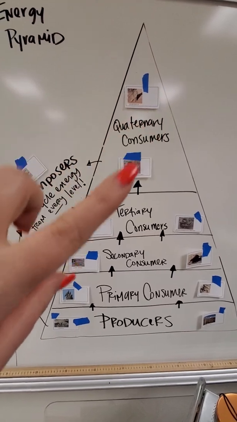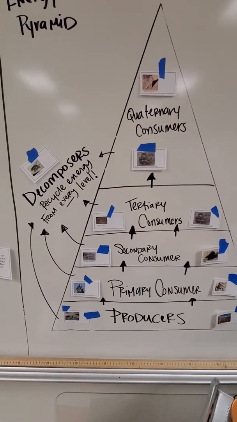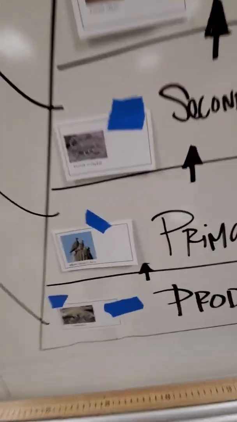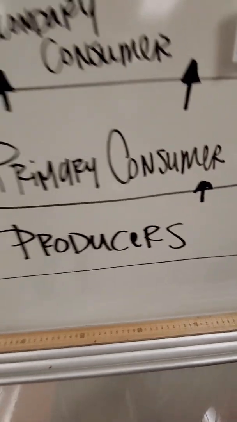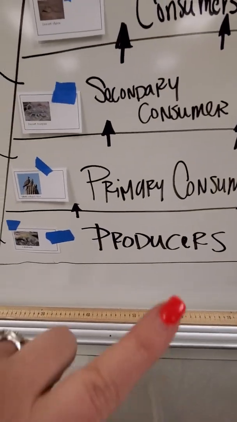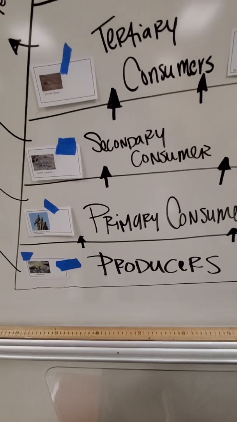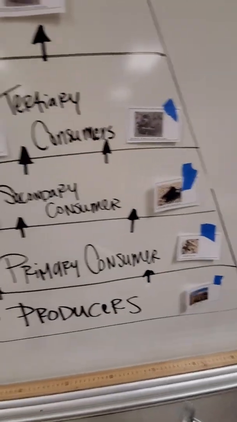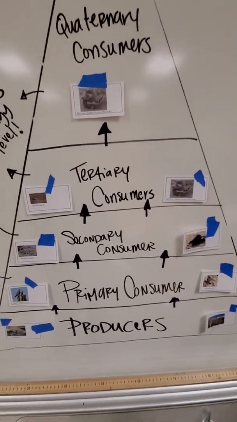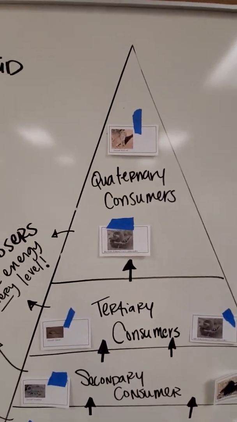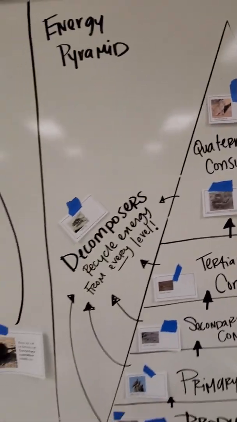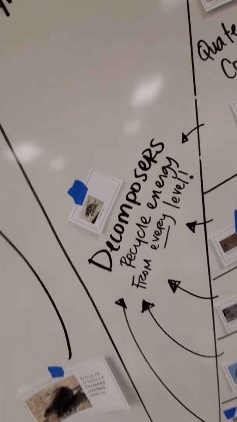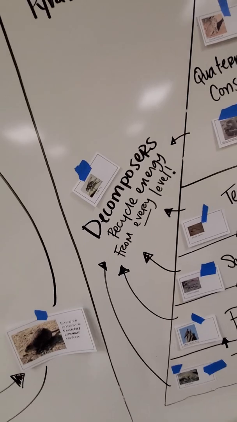Now, you don't have to have pictures in the pyramid. You can just put the names if you want, but I put the pictures so that you guys could see that it's the same ones carried through, right? So I still have my rabbit brush and my saguaro cactus that are my producers on the base level. I show it with arrows. Energy is going up the pyramid. Primary consumers are on the next level. Secondary consumers, tertiary consumers, and then at the top, my quaternary consumers. On the side, I've still got my stable fly, my decomposer that recycles energy from every level.